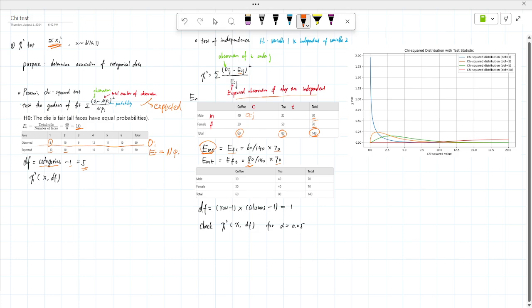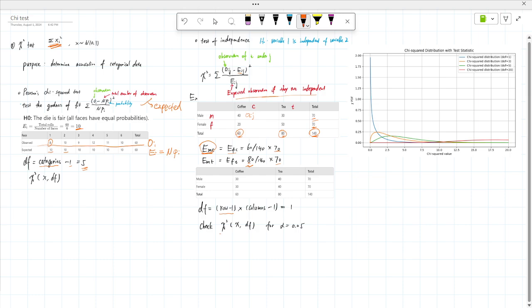So by plugging all those 4 elements in the matrix into Oij and Eij, it's quite trivial to calculate the chi-square. We know that the degrees of freedom will be the total rows minus 1 multiplied by the total columns minus 1. So for this case, it'll be 2 minus 1 multiplied by 2 minus 1, which is 1.